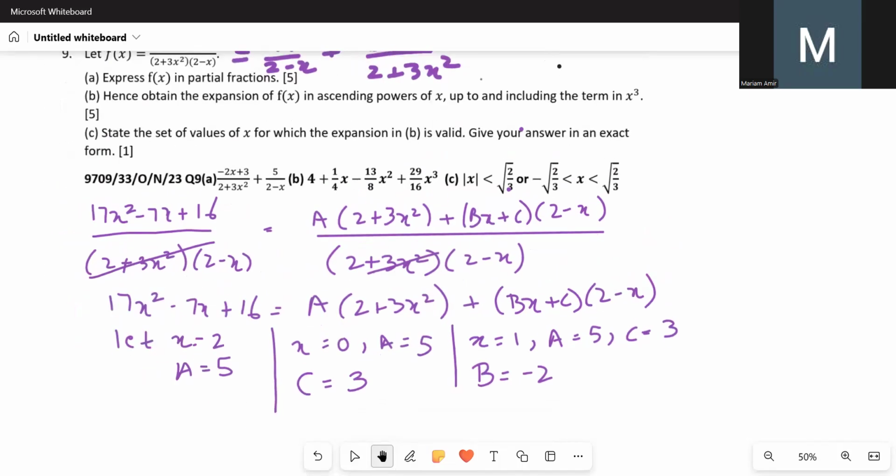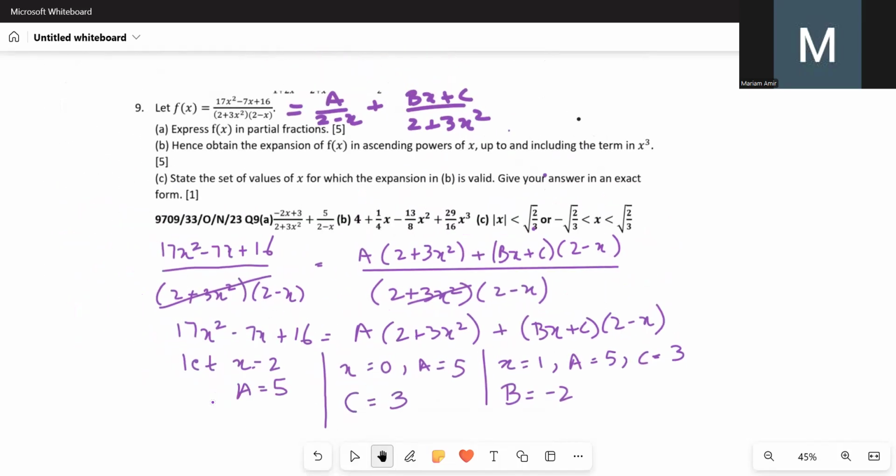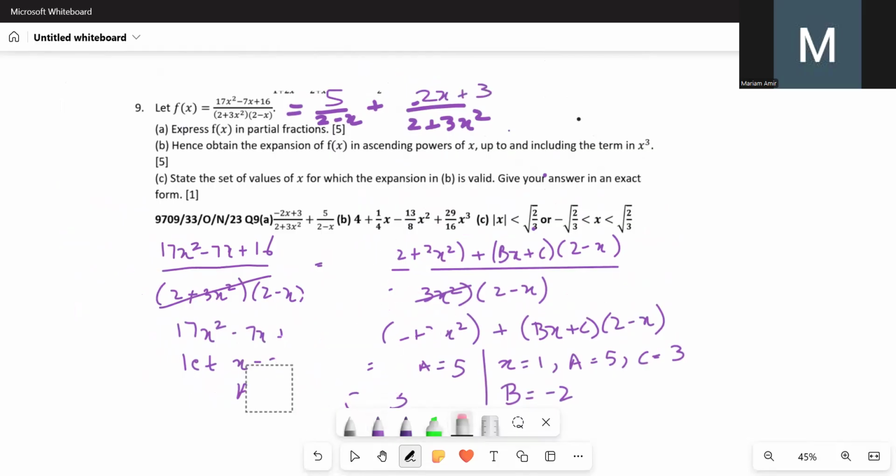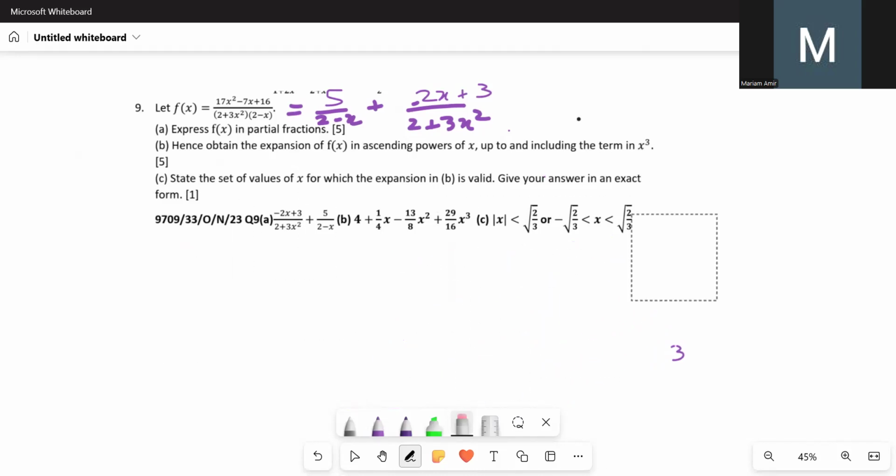So now the partial fraction would be 5 over 2 minus x, and minus 2x plus 3 over 2 plus 3x squared. Okay. Part B: hence obtain the expansion of f(x) in ascending powers of x up to and including the term x cubed. So for part B, let's take the denominators up first.